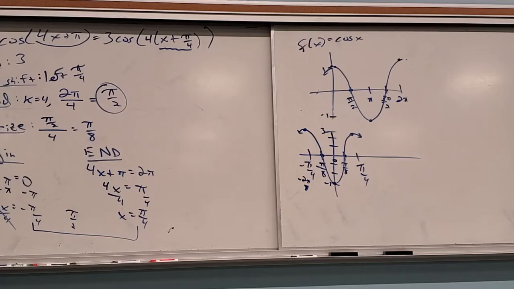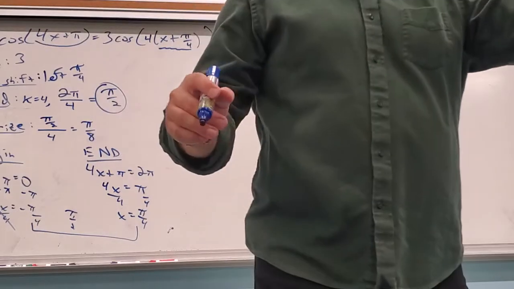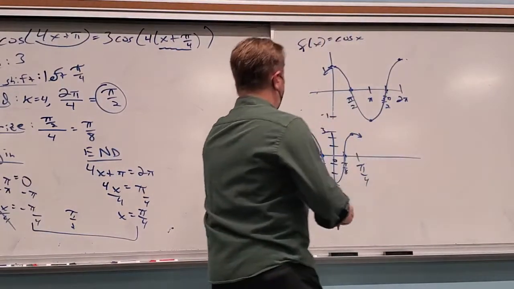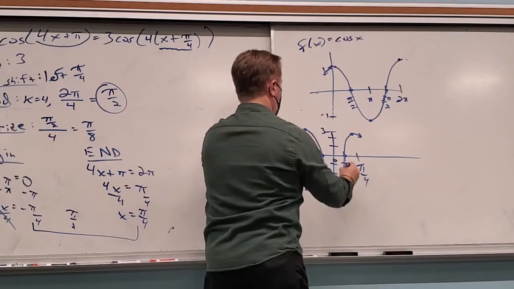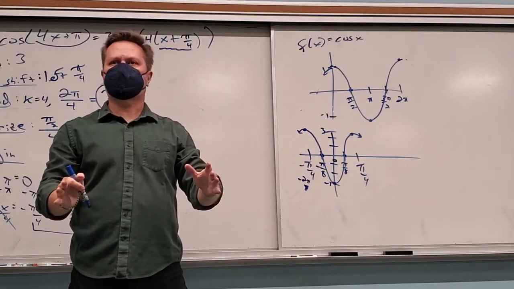So that's number 7. What if I would have said secant? What if this problem would have said 3 secant 4x plus pi? How would this change? Would any of this work change if it said secant? Nope, none of the work would change. Just this wouldn't be the answer. I'd have to put my little cups up here, right? Where would my vertical asymptotes go?